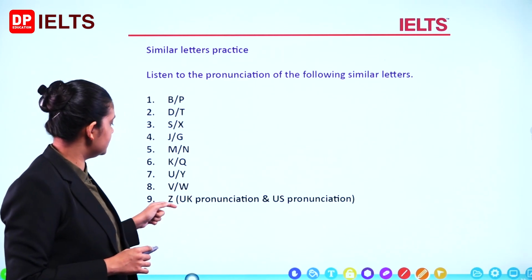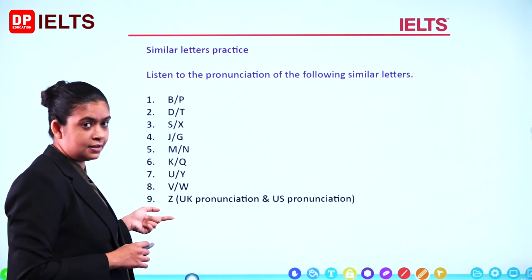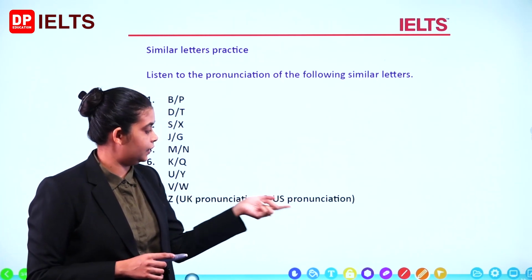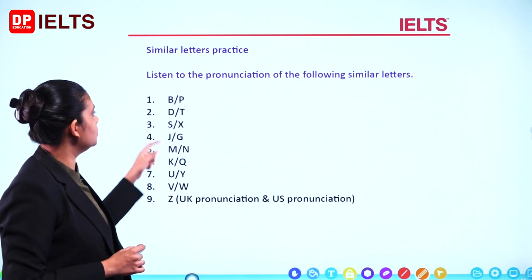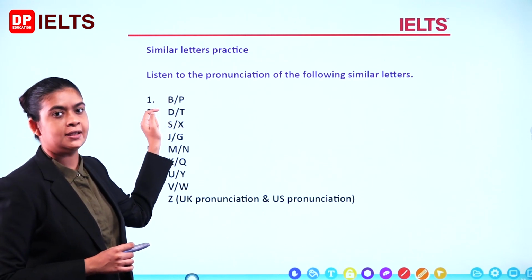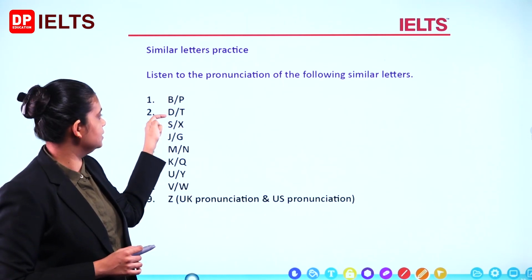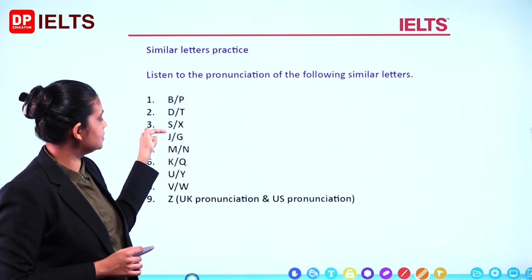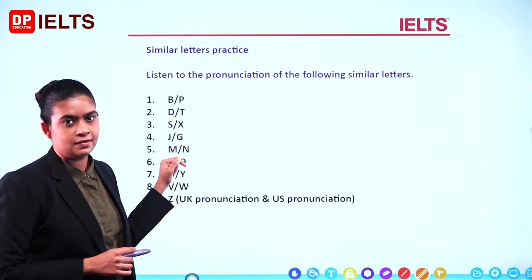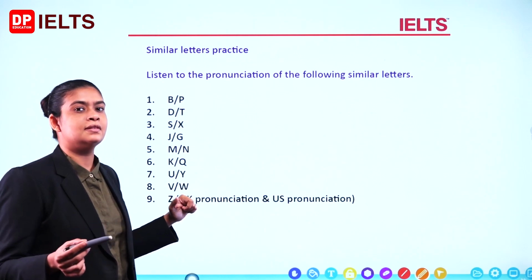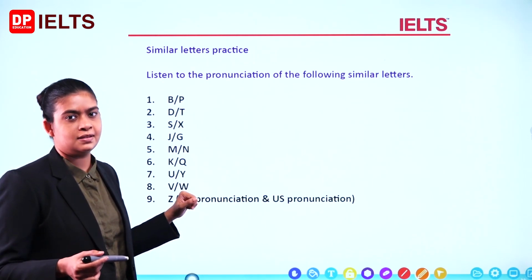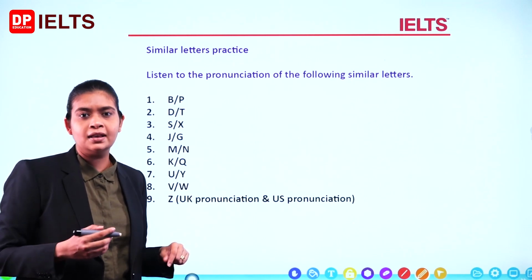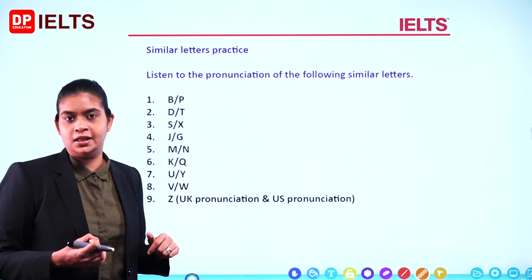You can see some people call it Z, some people call it Z. That's the UK pronunciation and the US pronunciation. So you have B and P, D, T, S, X. You can hear a little bit of a difference, but when they actually speak, it would be difficult for you to identify it.